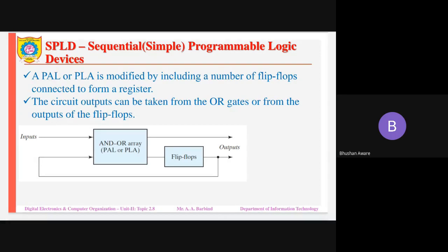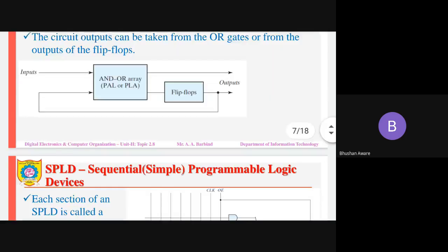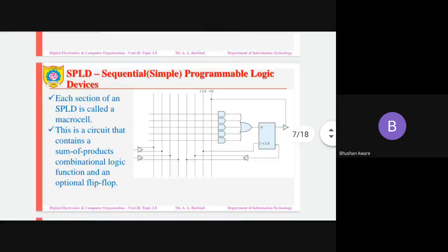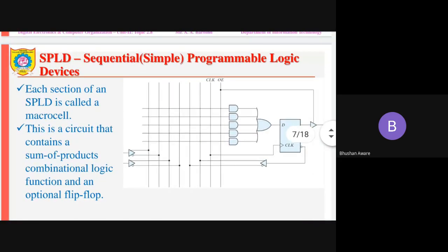The circuit output can be taken from the OR gate or from the output of the flip-flops. So this is how the programmable array would look like. Each section of an SPLD is called a macro cell. So this is the macro cell, how it looks like.